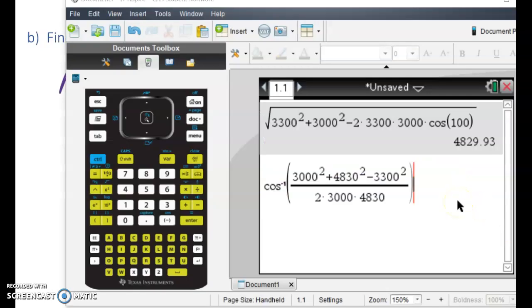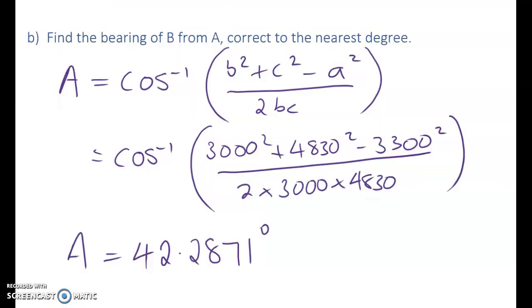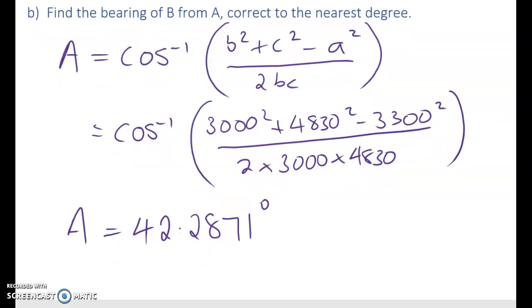Okay, that's what it should look like on your calculators. Let's see if we get a reasonable answer. Any moment now, calculator. We get 42.2871 degrees. Now, that tells us the magnitude of that bottom angle, but it doesn't tell us the bearing. What we have to do to find the bearing is subtract the bearing of the line that ran from A to point C, which was 38 degrees.